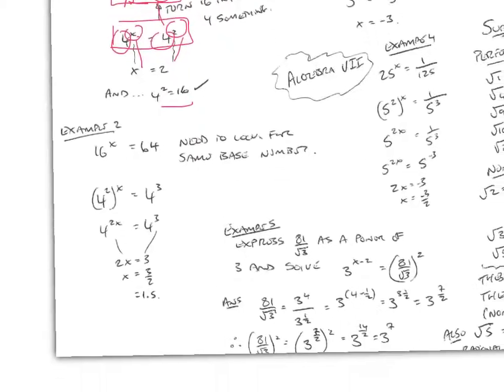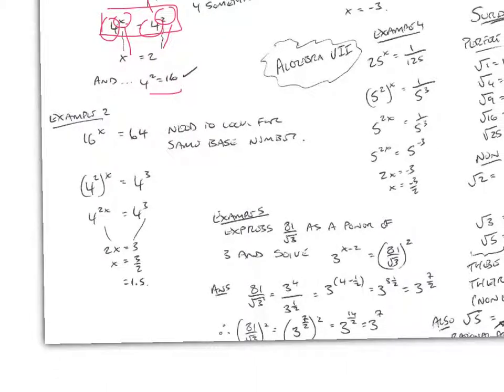What about 16^x = 64? I need to look for some common base number. Well, I know 4 goes into both because 4 squared is 16, so I can just write it like that and leave the x outside. And 64 is the same as 4 cubed. So now (4 squared) to the power of x is 4 to the 2x, equal to 4 cubed. So now my 4s are the same, I can pull down my exponents: 2x = 3, x = 1.5.